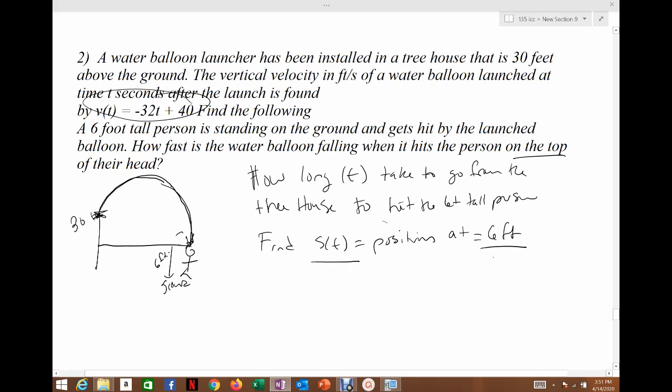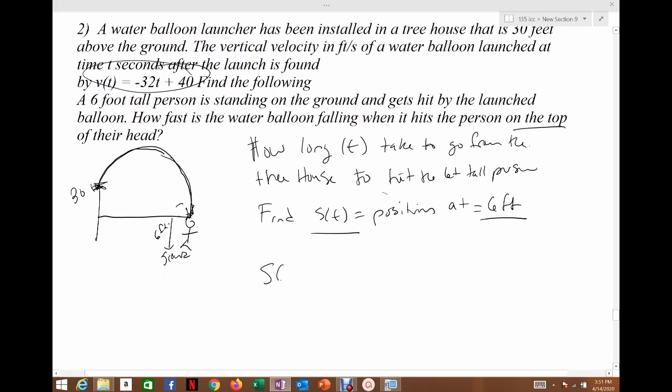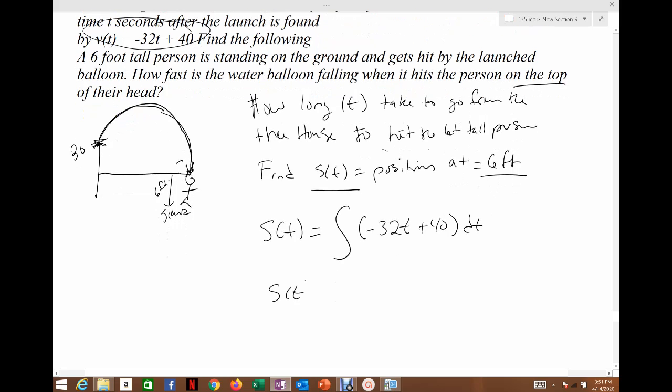First, I need to find my position equation. How long does it take to reach a certain height? And then we find specifically how long it takes to reach the height that we're asking for, which is 6 feet above the ground. Well, we need our integral function to find our position equation, right? That's the integration of our velocity, which is our given negative 32t plus 40. The antiderivative of our velocity finds position, and so the antiderivative of negative 32t plus 40 is negative 32t squared divided by 2 plus 40t plus some unknown.